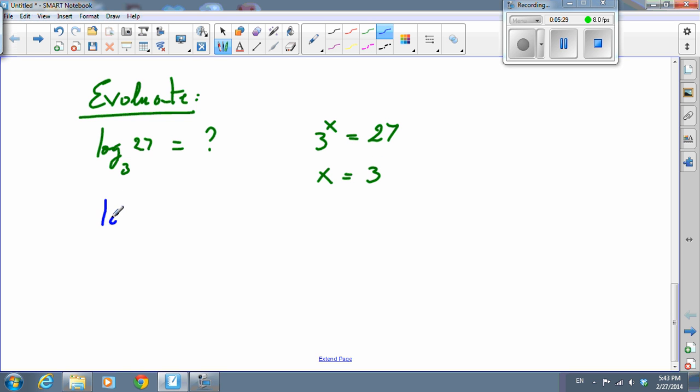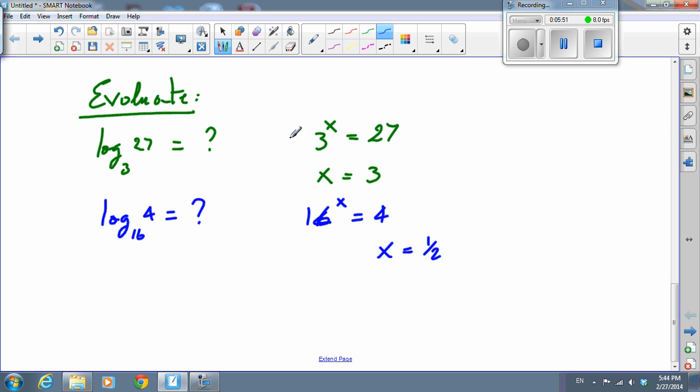I can just say also log base 16 of 4. Find the answer. In other words, you will say 16 to the power of x is equal to 4. Well, 16 to what power will give you 4? That's actually 1/2. That's the square root.